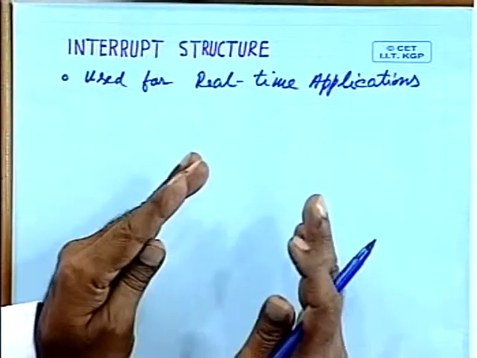And in real-time applications, it is not only important to carry out a job, but it is also very, very important to carry out the job within some well-defined time. If a task is not performed within some well-defined time, it may lead to catastrophic situation. Suppose you are doing missile control. If the missile is not fired at proper time, the target cannot be hit.